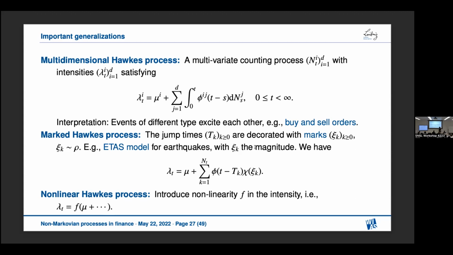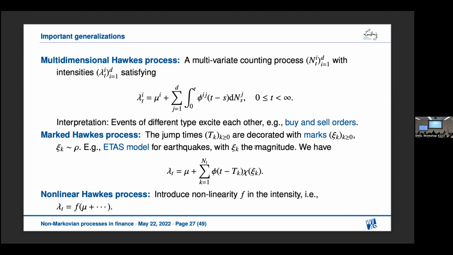Okay, and finally, nonlinear Hawkes processes. We came to that discussion a little bit earlier already, but nothing stops you from taking your formula for the intensity, then applying a nonlinear function on top of it, and letting this be your intensity. This is also a very popular class of models.